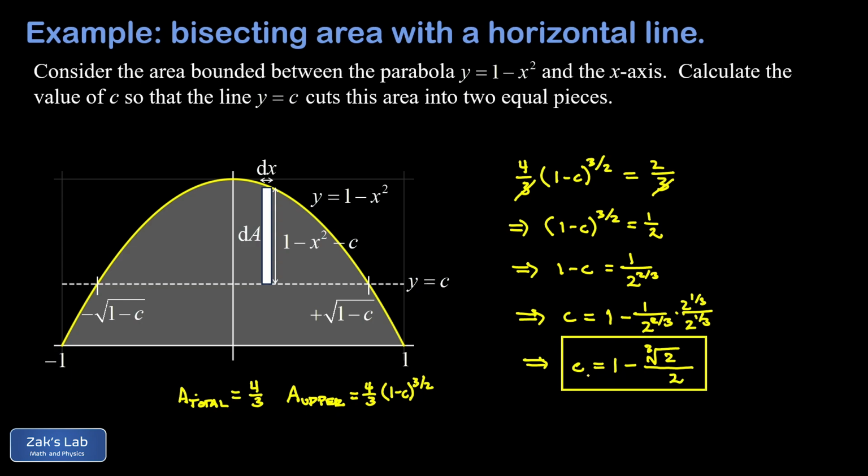So that's a nice way to write the answer, but we might get a little more insight from a decimal approximation here. So when I get a decimal approximation, this is very close to 0.37. And this is good because we clearly needed a c value that was less than 1/2.